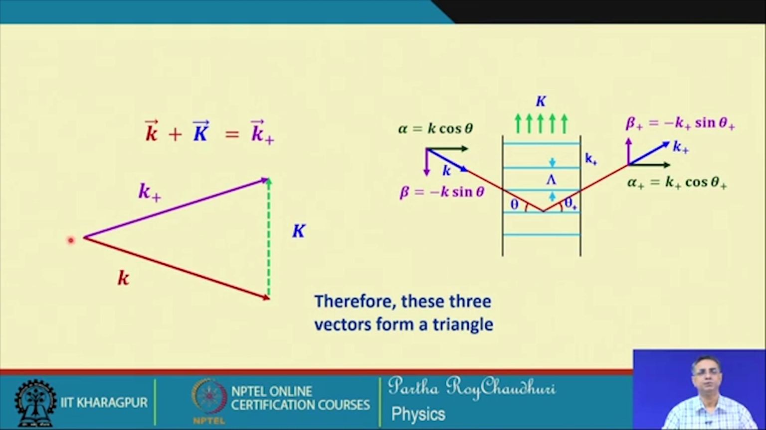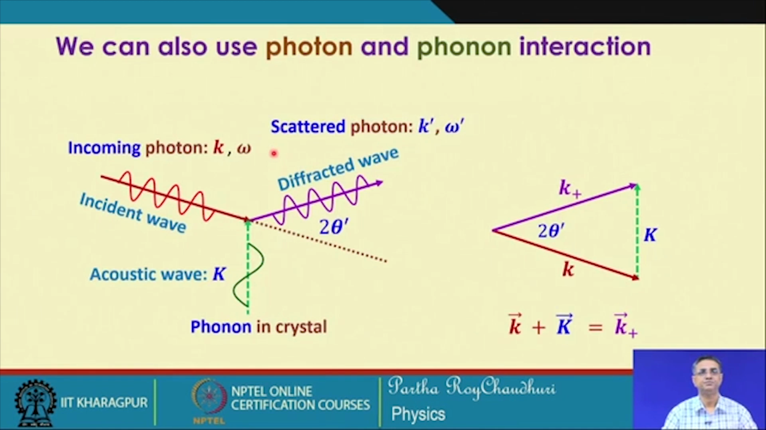Then in this form, this is the incident wave direction of k, you can see from here the incident wave has a direction of k and it is exactly in the same direction. This is the diffracted wave k plus, which is along this direction, and this is your capital K, which represents the propagation vector of the acoustic wave. So, these three vectors will form a triangle, and you get the consequence as the condition of diffraction.